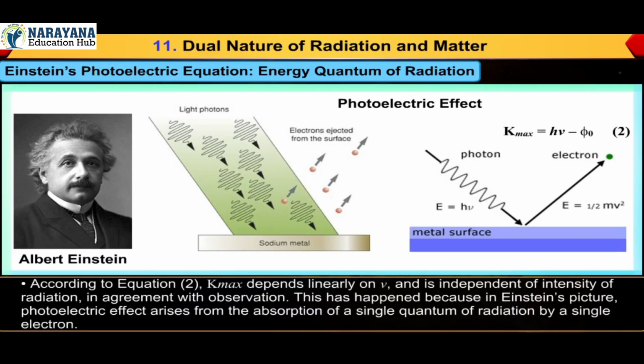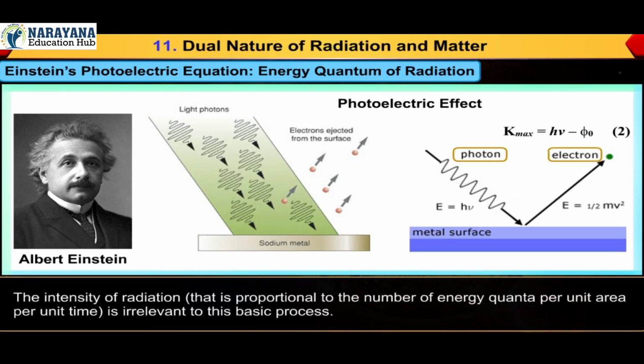According to equation 2, K maximum depends linearly on nu and is independent of the intensity of radiation, in agreement with observation. This has happened because in Einstein's picture, the photoelectric effect arises from the absorption of a single quantum of radiation by a single electron. The intensity of radiation, that is proportional to the number of energy quanta per unit area per unit time, is irrelevant to this basic process.